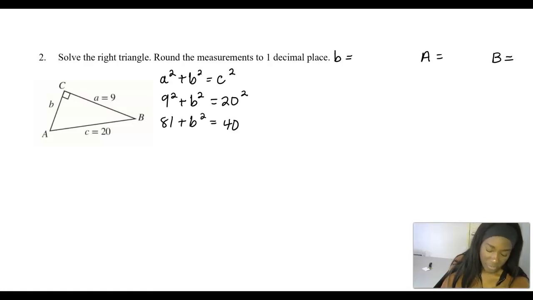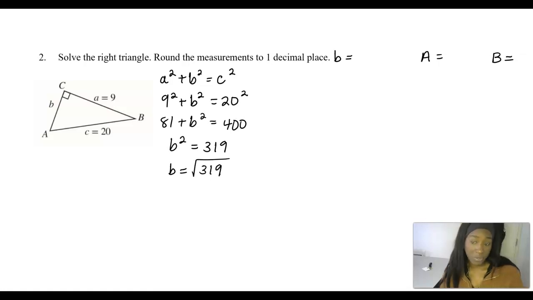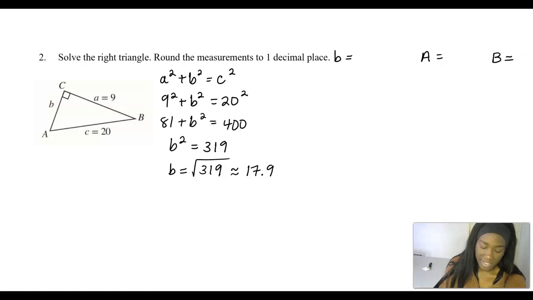20 squared gives us 400. We need to subtract 81 from both sides to see that b squared is equal to 319. And then we'll take the square root to get that b is equal to the square root of 319. I will approximate that to one decimal place to give me approximately 17.9. So we have an answer for lowercase b.